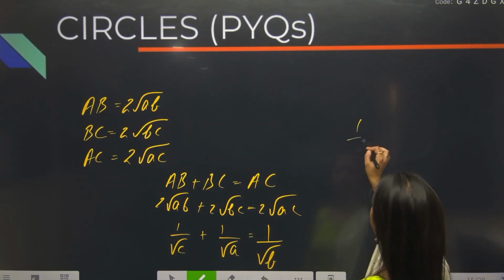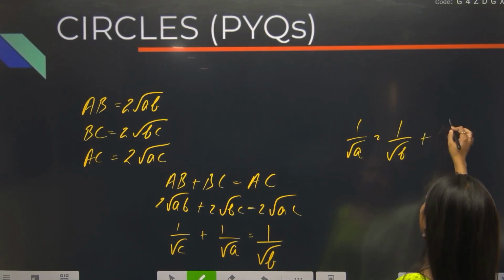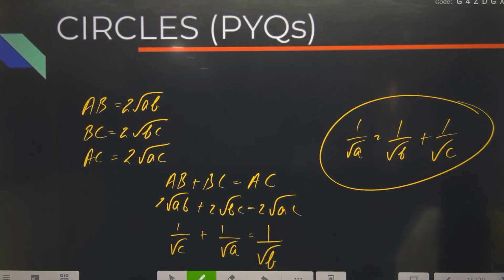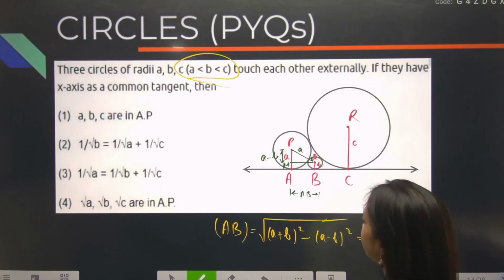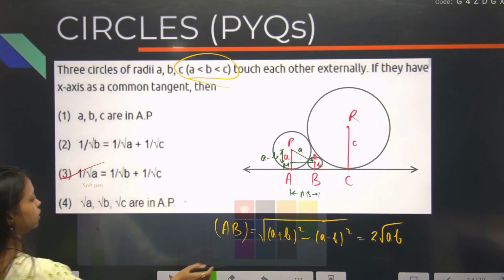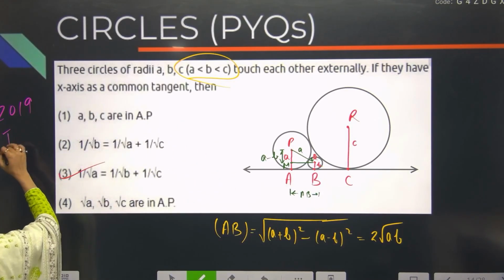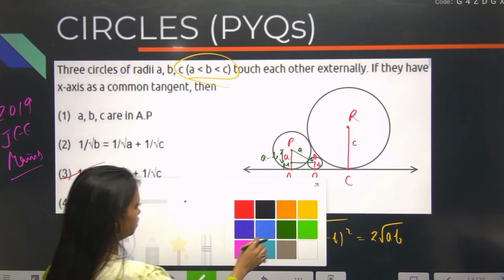So actually this is 1 by root A equals 1 by root B plus 1 by root C. See, this is your answer, and it was in 2019 Mains. What's the option? Third. This is 2019 JEE Mains, right?